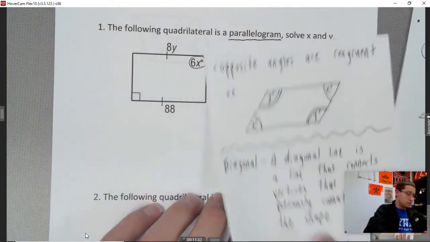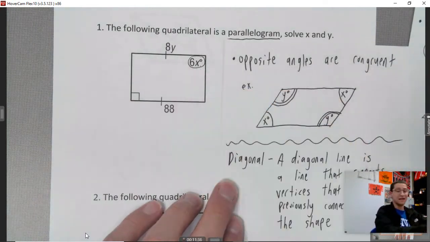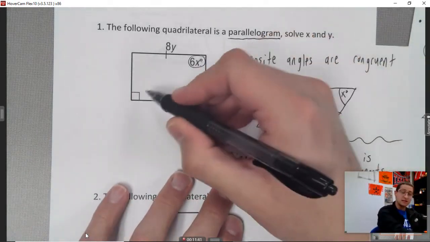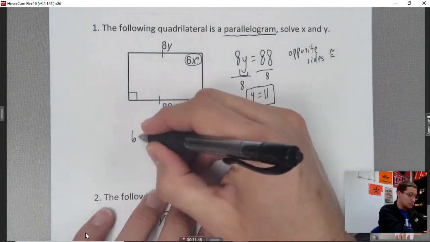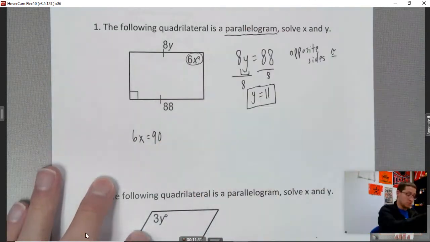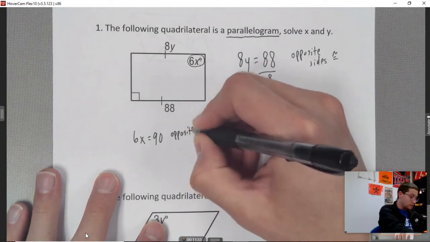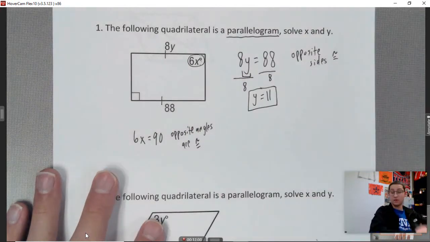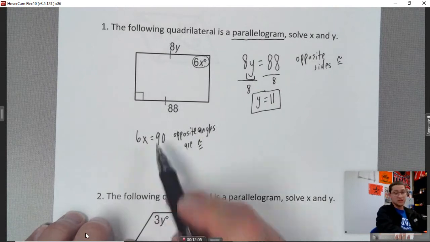But I do know my opposite angles are congruent. 6x and 90, those are opposite. And if I know my opposite angles are congruent, I can go ahead and say that 6x is equal to 90. So let's write that relationship. 6x is equal to 90. If you need some justification, opposite angles are congruent. Boom. That's the property that we learned earlier, and that is the property we're using here. So 6x is equal to 90.